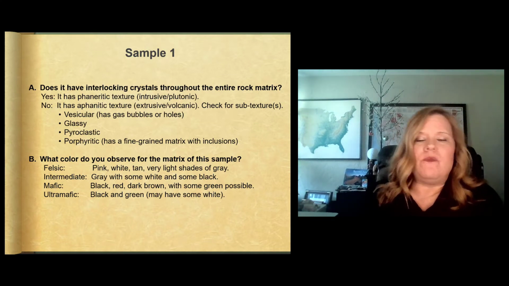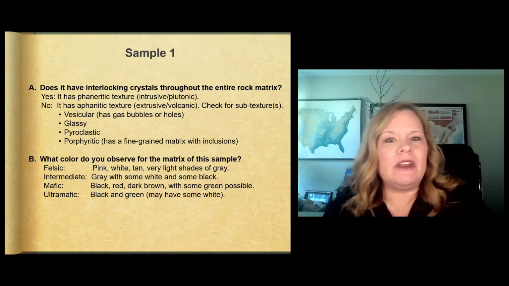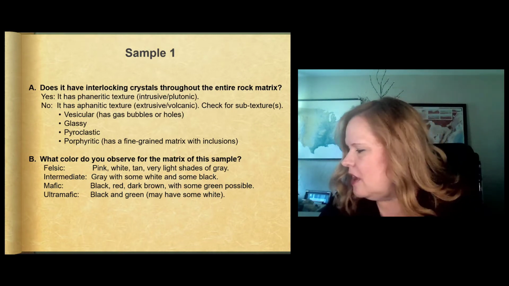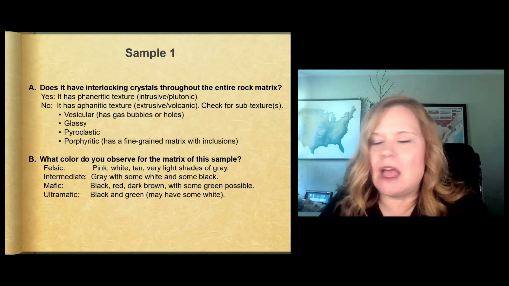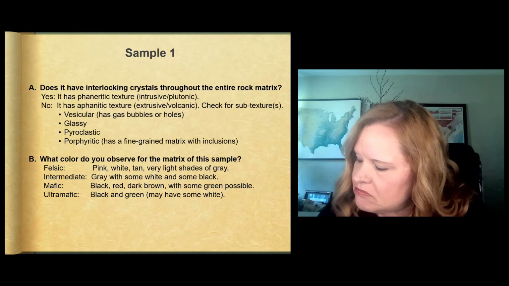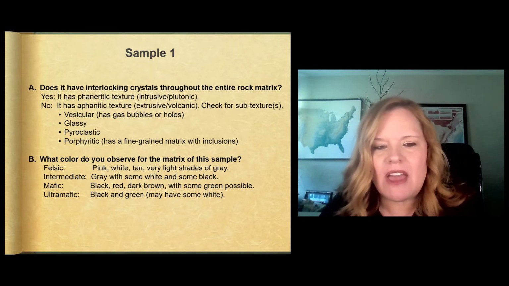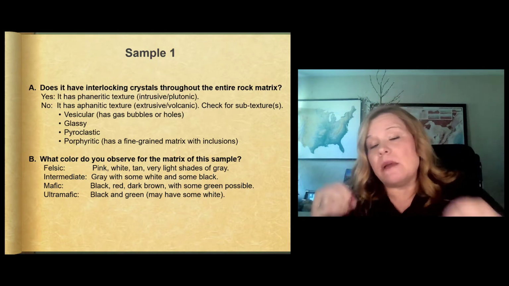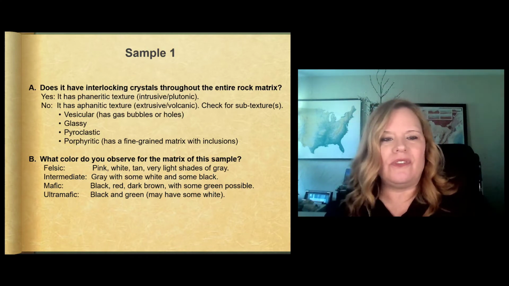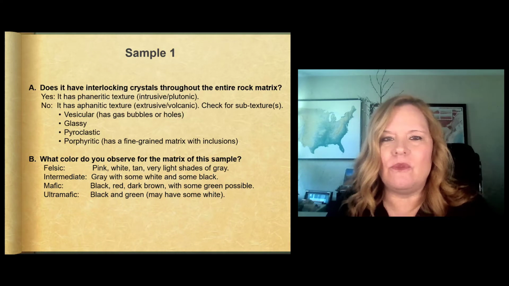Then you have to ask yourself, once you determine it's aphanitic, does it have any subpersonalities, the subtextures? Is it vesicular? I don't see any cavities. No. Is it glassy? I don't see that. Is it pyroclastic? Could be, but I don't really see evidence of that. Porphyritic means it has some crystals, but they're not interlocking. I don't really see that either. So this is just a plain Jane piece of whatever it is.